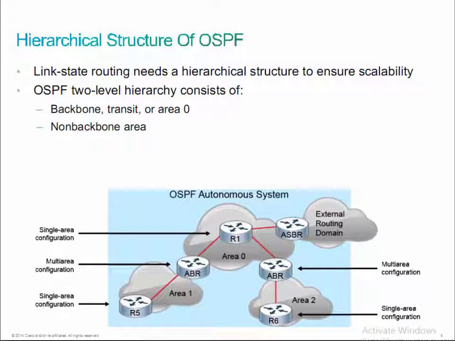In addition, any of the non-backbone areas have to be directly connected to the backbone. All right, so area one has to be attached to the backbone, area two has to be attached to the backbone. You couldn't have, say, an area four hanging off of area two down here, and then an area five and an area six. All of my non-backbone areas need to be directly attached to the backbone area. All right. In addition, these non-backbone areas have to be contiguous as well.